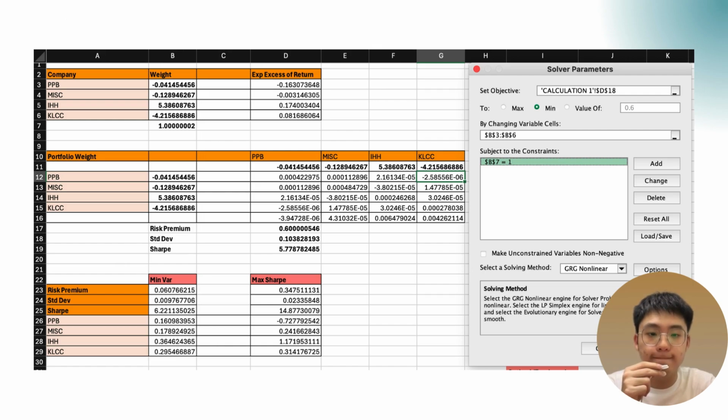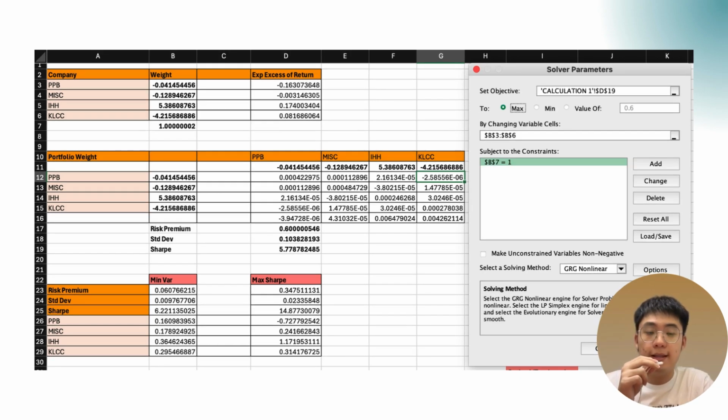Next, the maximum Sharpe ratio of the portfolio is done the same as previously. The only different part is the target cell. Set the Sharpe ratio to be the maximum, and then by using the Solver, it will give us the corresponding weightage of the four companies for the maximum Sharpe ratio of the portfolio.